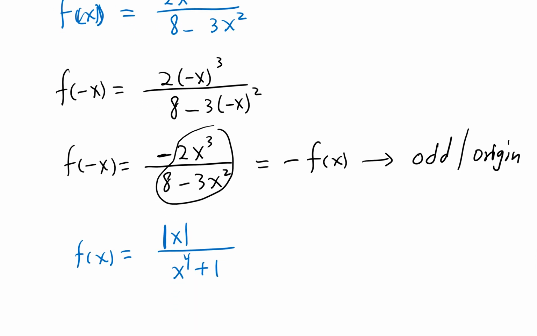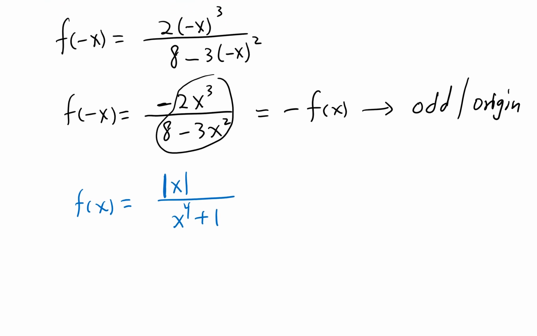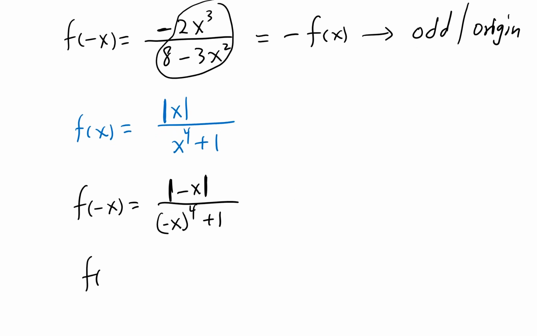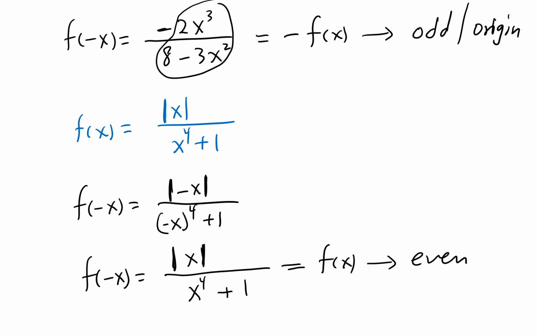Another example: f of x equals the absolute value of x over x to the fourth plus 1. We find f of negative x: the absolute value of negative x over negative x to the fourth power plus 1. The absolute value will cancel the negative sign all the time, divided by x to the fourth, because that's even, it cancels the negative, plus 1. Oh, that gives me the function back. So it's even and symmetric about the y-axis.